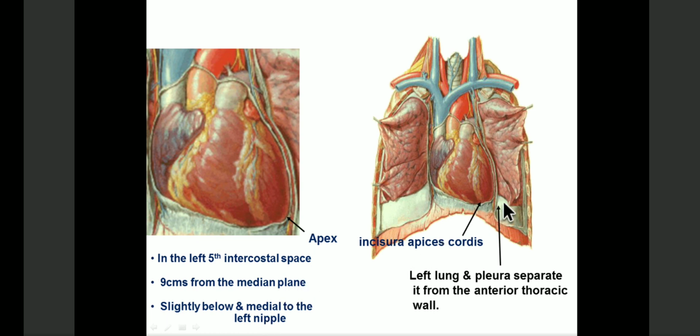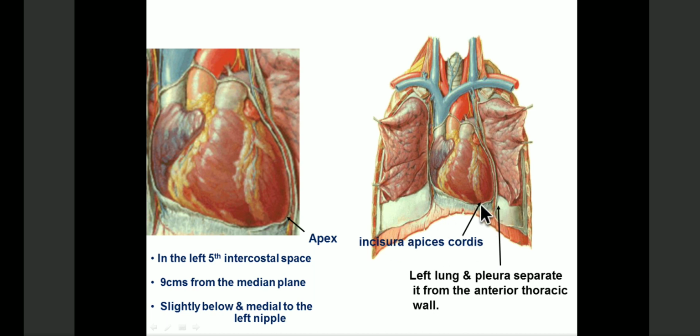The left lung and pleura are separated from the anterior thoracic wall. When you have to visualize the apex, you have to retract the left lung and pleura so that you can see. Over here is the cardiac notch of the left lung.